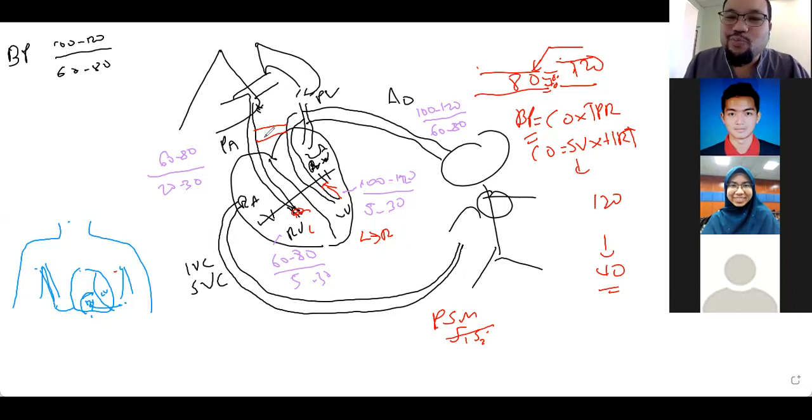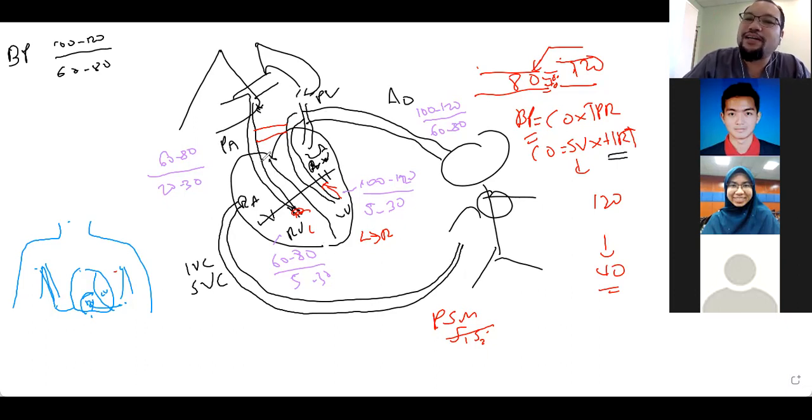So what will the body do? First, dia akan increasekan heart rate. Sebab itu, one of the symptoms of PDA in children especially is tachycardia. Kan? Bila you increasekan heart rate, cardiorespiratory support, you punya respi center pun akan terkesan. So, akan tachypnea juga. So, you increasekan heart rate untuk maintain blood pressure.